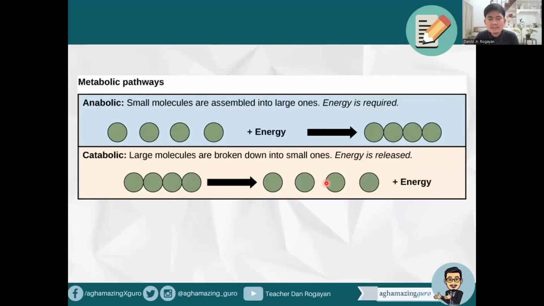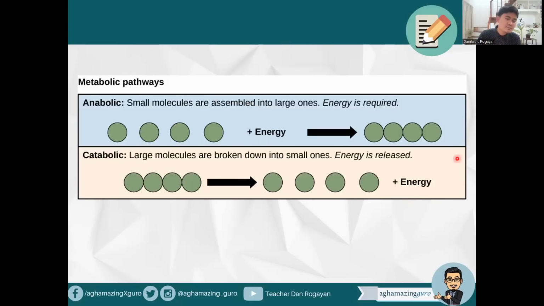So meron tayong dalawa, no, na example. Okay? So yung nauna nating example, which is cellular respiration, is an example of catabolism. So pag nakita sa board exam, cellular respiration is an example of A. Anabolism, B. Catabolism. Ang sasagot natin, catabolism. Why? Because large molecules are broken down in small ones and energy. In the case of cellular respiration, what we are breaking down is actually the raw material glucose. Okay? The glucose is broken down and energy is released.